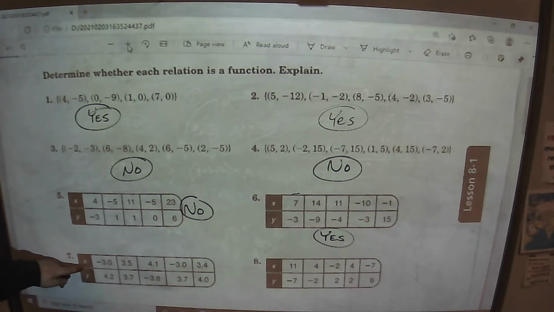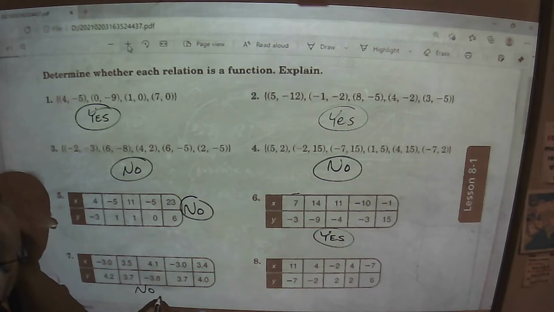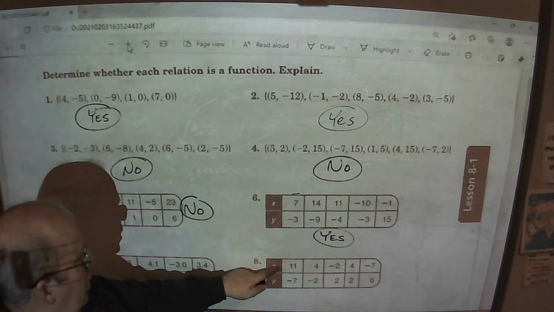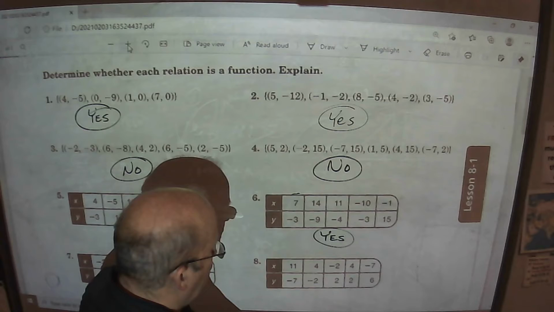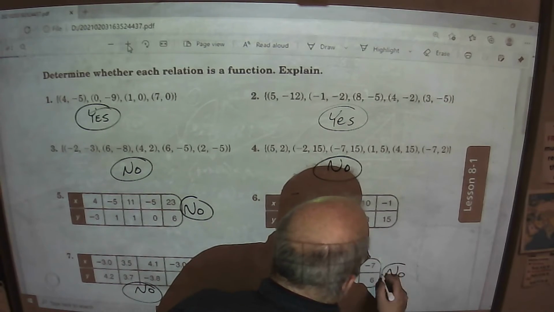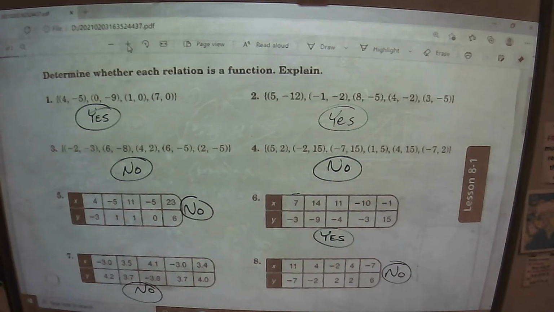How about this one right here? Do you see any duplicate x values? I do, here and here. So I'm going to say no to number 7. Can you see that? I hope you can. Yep, it's still on the screen, I think. How about this one? Any duplicate x values? Yes, 4 and 4. So I'm going to call this a definite no. That is not a function.